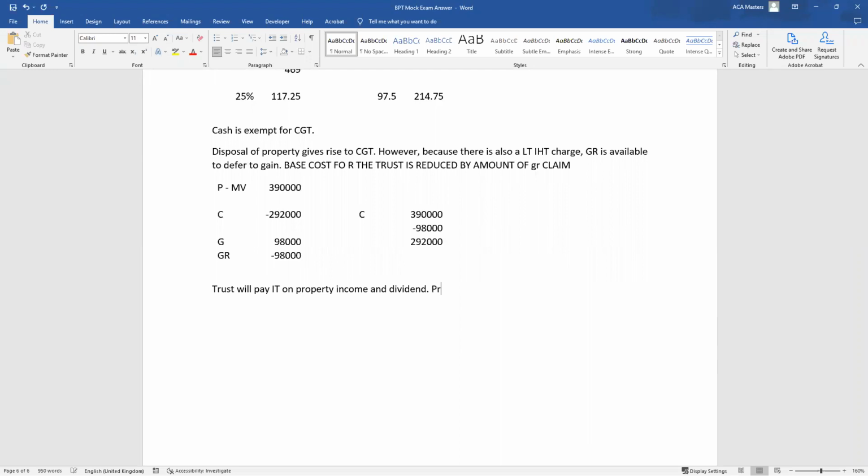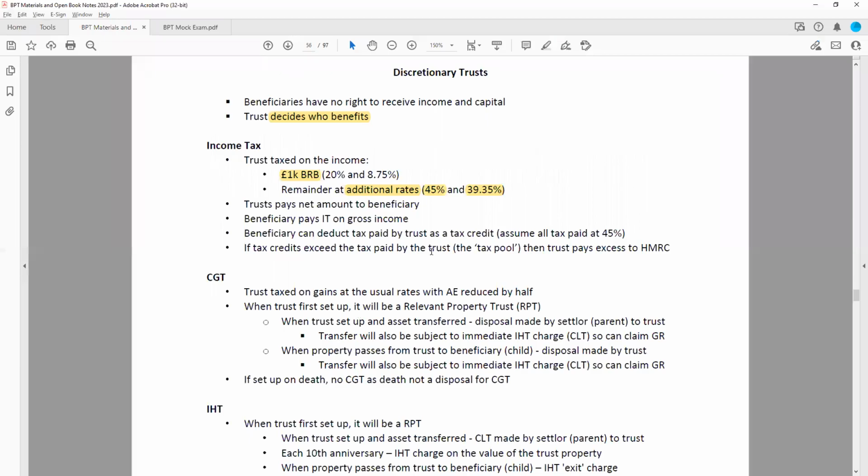We can say property income will have 1K at basic rate, so 20%, and remainder at 45%. Dividends all taxed at 39.35% because it's only got a £1,000 basic rate band. So we can see that there. And then the trust will pay the net amount out to the beneficiary.